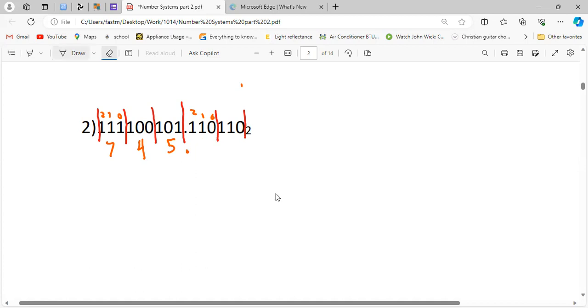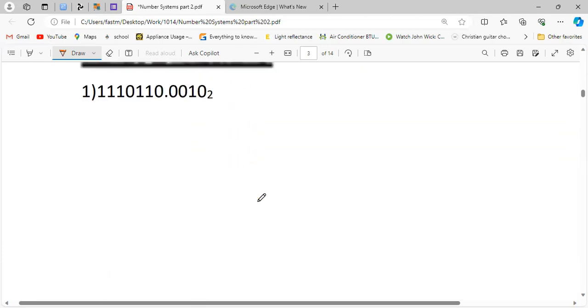So this will be 6 actually, because to the power 2 is 4, and then to the power 1 is 2. So it'll be 6. And this here is 0, 1, 2. So this is 2, and this is the same thing as before, so it'll be 6. So the number in octal will be 745.66, and you put the 8 at the bottom. That's the idea. It's the same thing over and over.